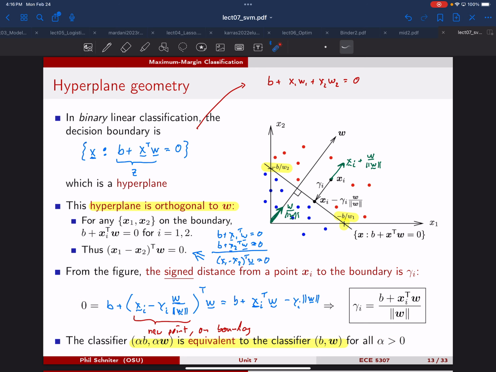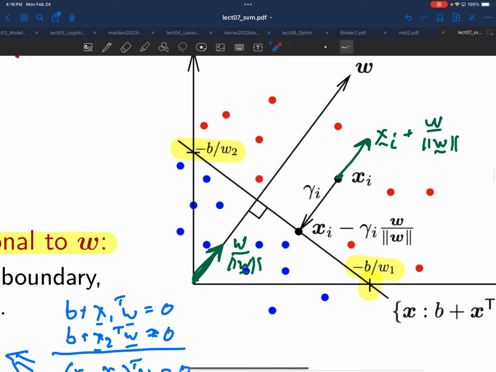Okay, and then the last thing we noticed is that if we start with a classifier parameterized by b and w, and you scale both b and w by the same positive number alpha, when you look at the intercepts, you can see that the alpha will cancel in the numerator and denominator.